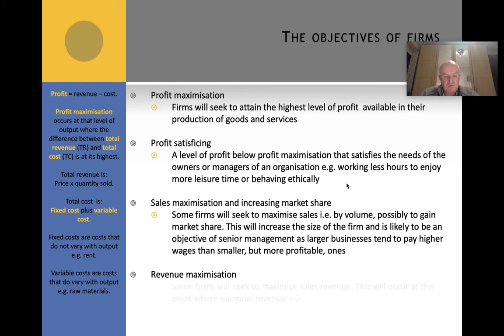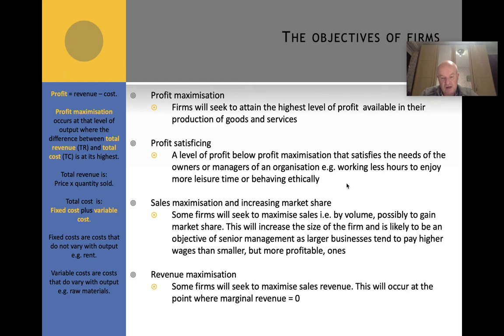And then you've got revenue maximization, where in essence you would seek to maximize sales revenue. In that case, you will carry on producing revenue until you get to the point where marginal revenue, the revenue generated by producing an extra unit, is at zero. These are all different types of objectives of firms, and some of you will probably be familiar with some of them, but they will have an impact on decision making in terms of the pricing strategies a business might adopt, and to some degree what level of output they're going to operate at.